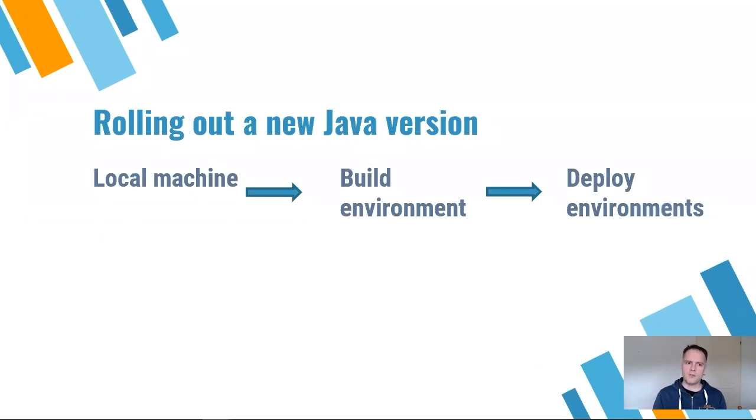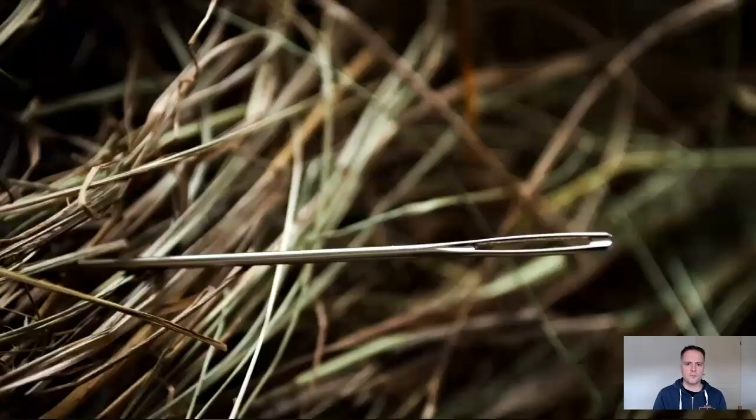When we start developing against a new Java version, it's recommended to start with your local machine, get that up and running first, and then upgrade your build environment so it supports the latest version of Java, and get everything built and tested over there, and then at the end, release it to the other environments, including the production environment.